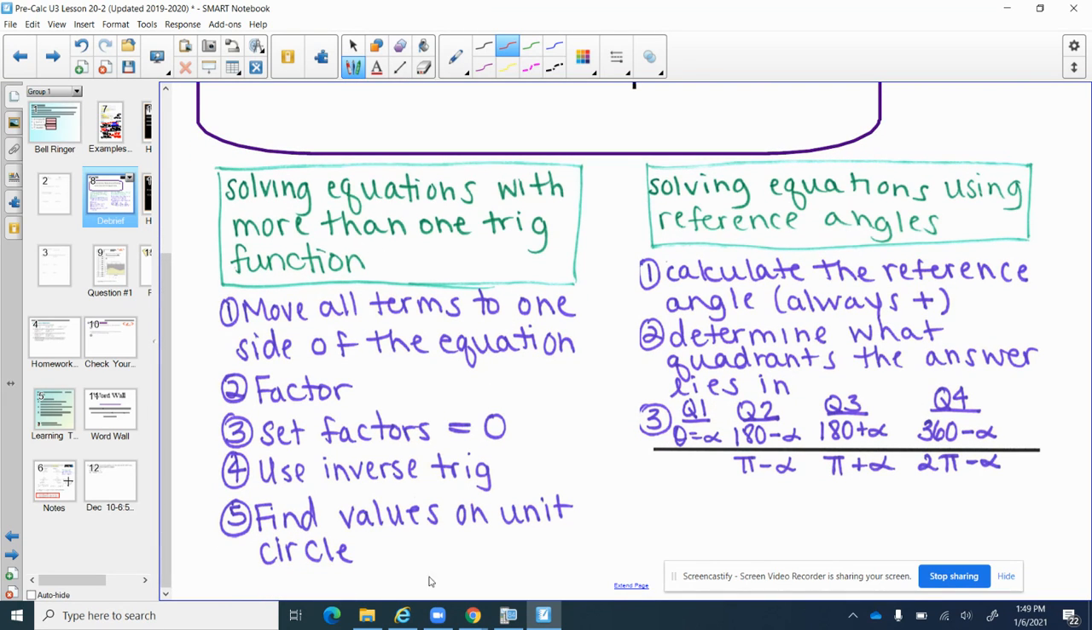Some things to definitely consider looking at is having some steps to write down in your notes, and I would definitely remember the ways to find your reference angles in case you've forgotten from before break as well.